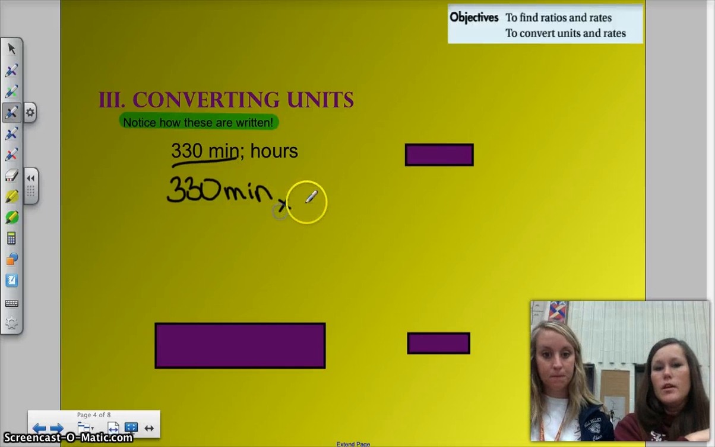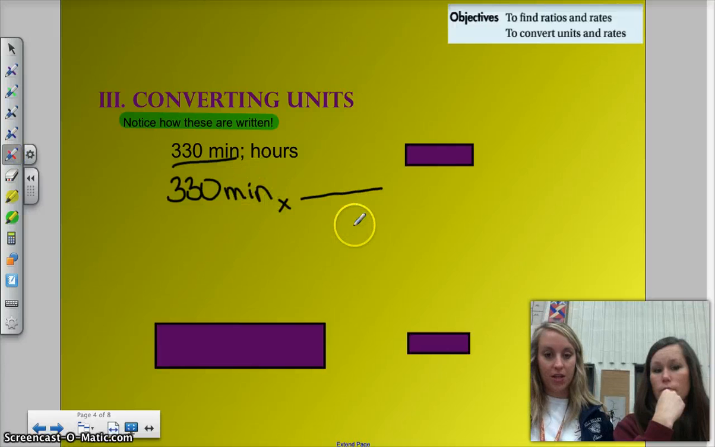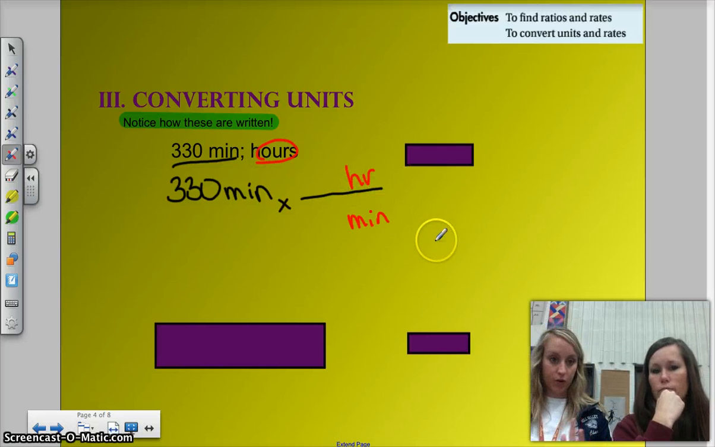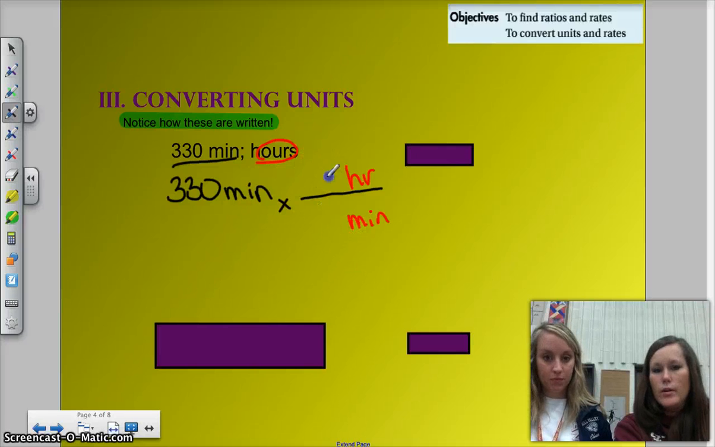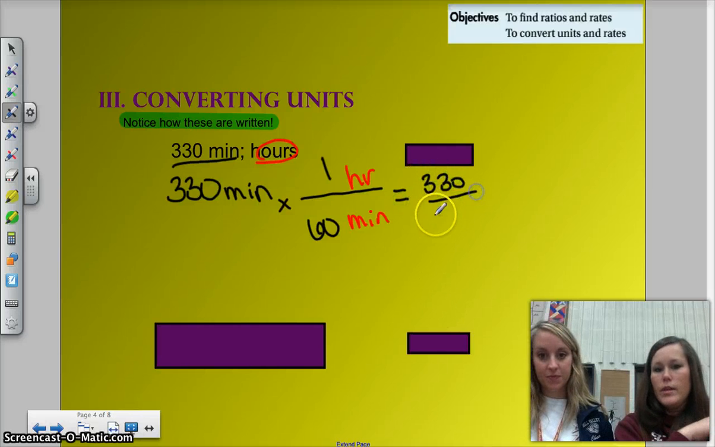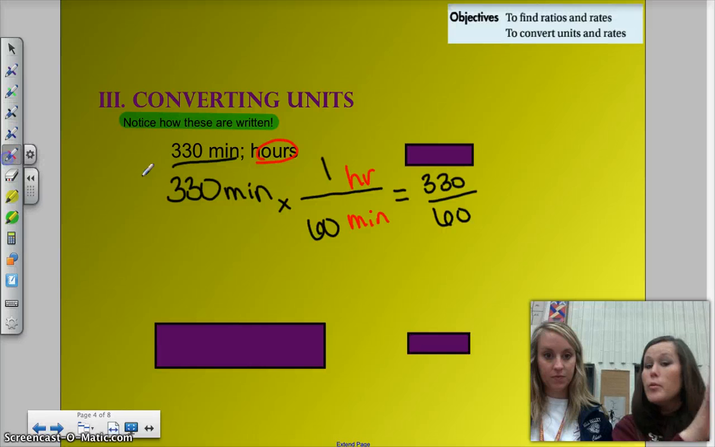Then times, I want my new hours on top, because I know that minutes needs to go on bottom. And I'm looking for hours, so that goes on top. So fill in the labels first, and then go back and do the numbers. I know that 1 hour is 60 minutes. Now multiply it out, and you're going to end up with 330 on top and 60 on bottom, which is ultimately what you were probably wanting to do.